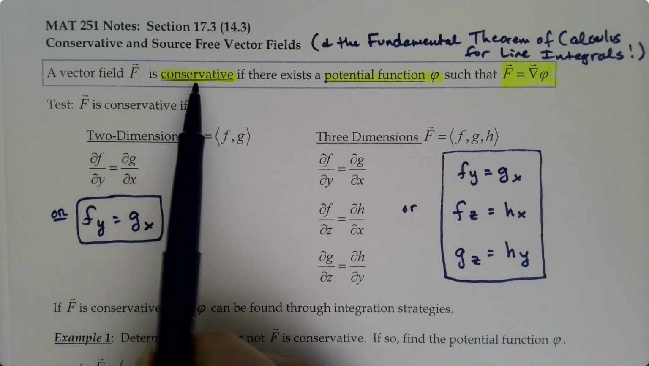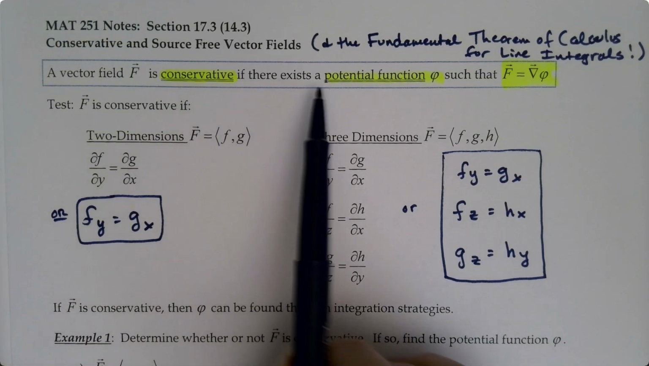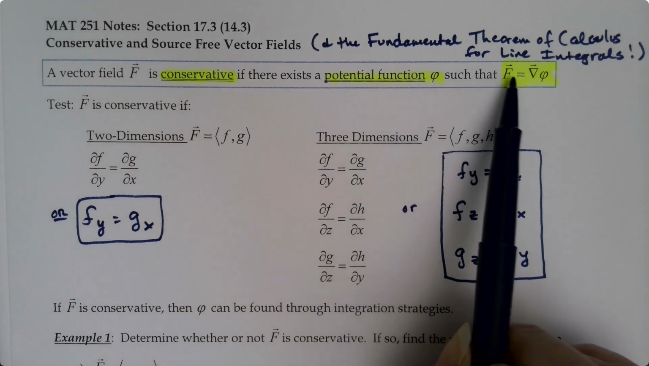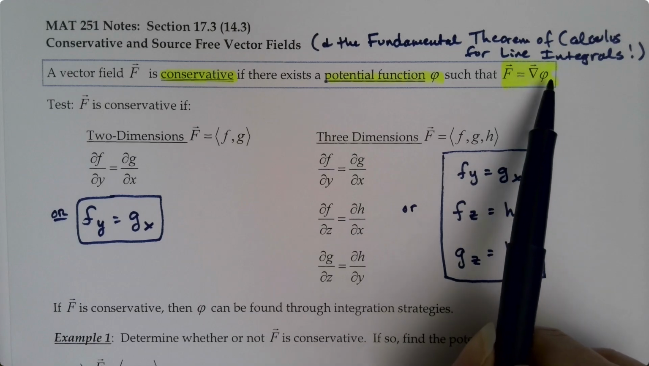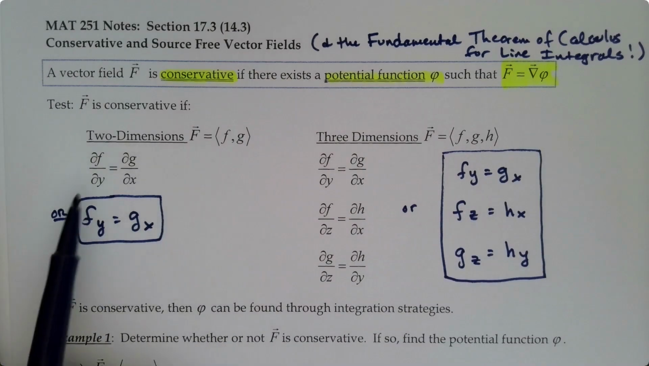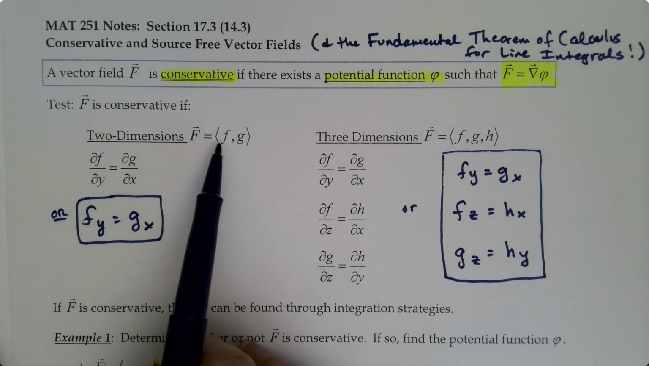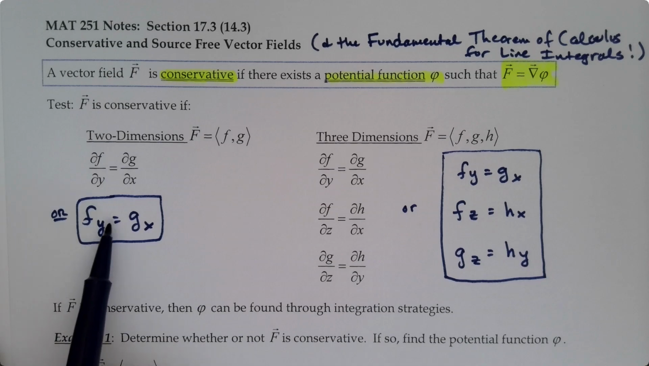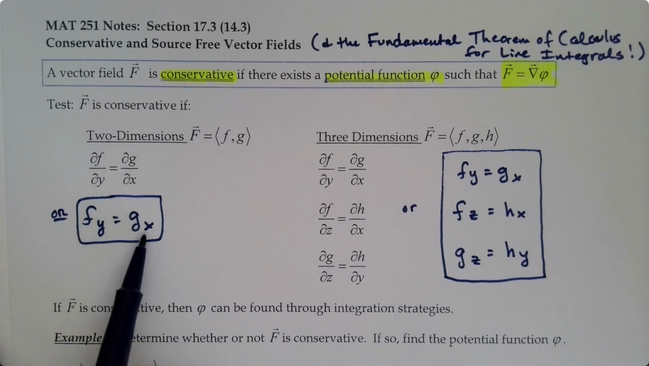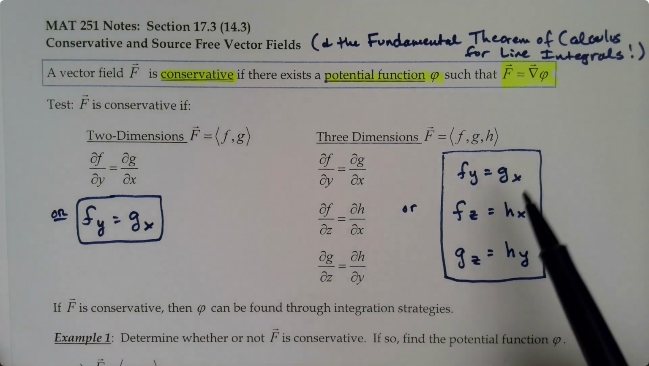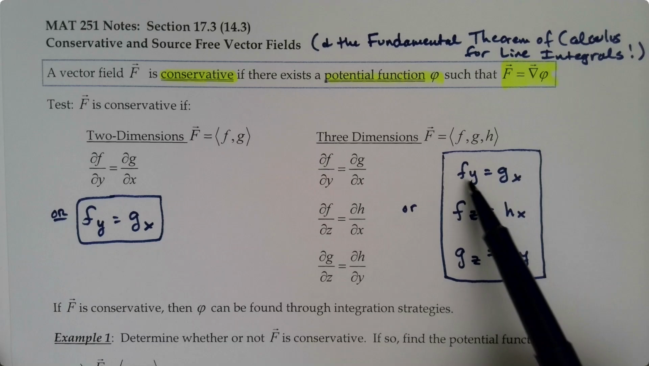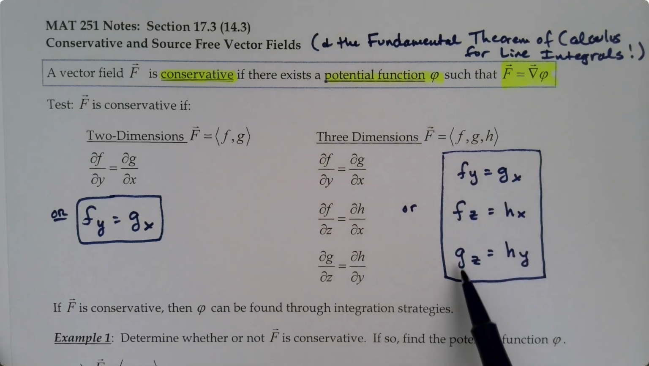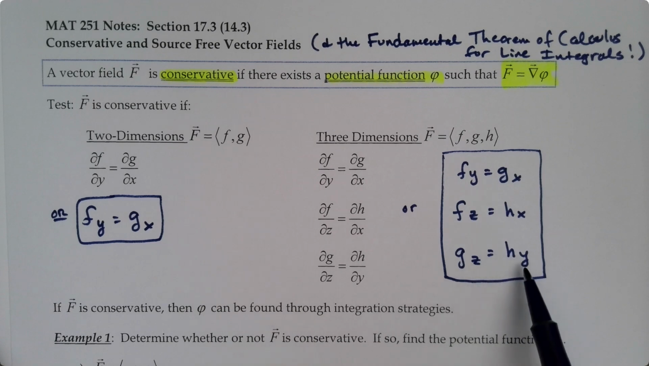A conservative vector field has a potential function phi such that the vector field is equal to the gradient of phi. So in 2 dimensions, what does that mean? It means that if your vector field is f comma g, then the derivative of f with respect to y is equal to the derivative of g with respect to x. In 3 dimensions, it's more complicated. So you need f sub y equal to g sub x, f sub z equal to h sub x, and then g sub z equal to h sub y.